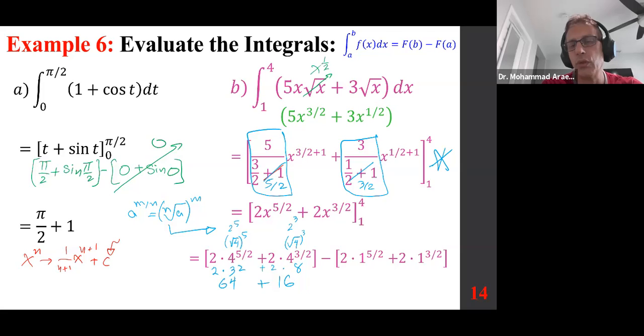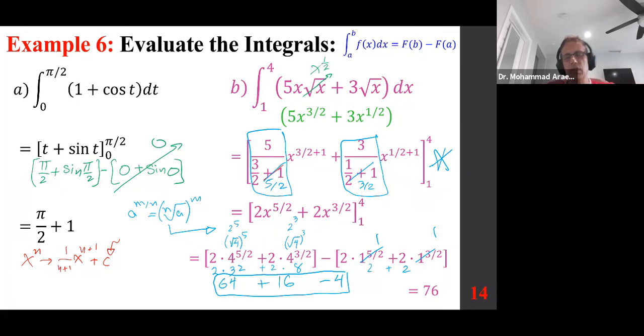When we go to the second one, 1 to any power is 1. So this is 1, this is 1. So we get 2 plus 2, which is 4. So minus 4. That's the answer. Put them together. We end up with 76. So I hope you realize the importance of the algebra here. There are a lot of algebraic steps.